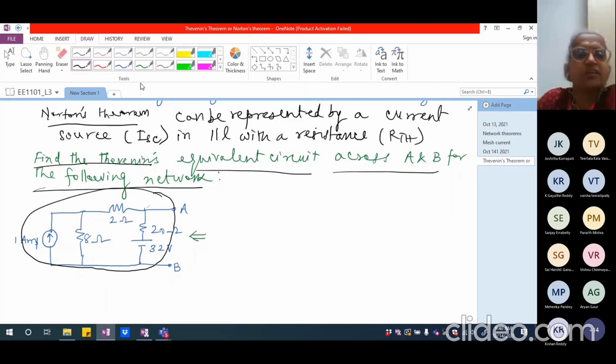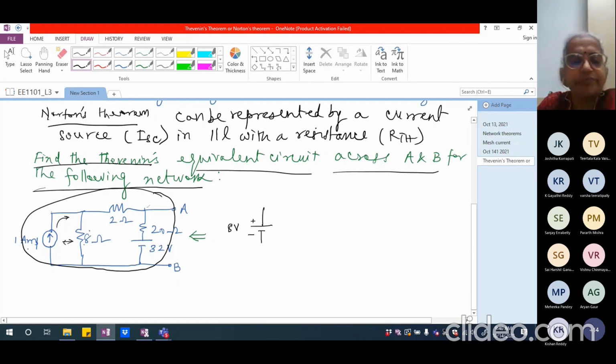You can do it in different ways, but when you have a current source in parallel with a resistance, you can convert that into a voltage source, like what we spoke about in yesterday's class. So I can write this as, first of all, a voltage source which is 8 ohm multiplied by 1 ampere, which will become 8 volts. And this is going to be plus here and minus here, because the current is flowing in this way. Okay. Fine.